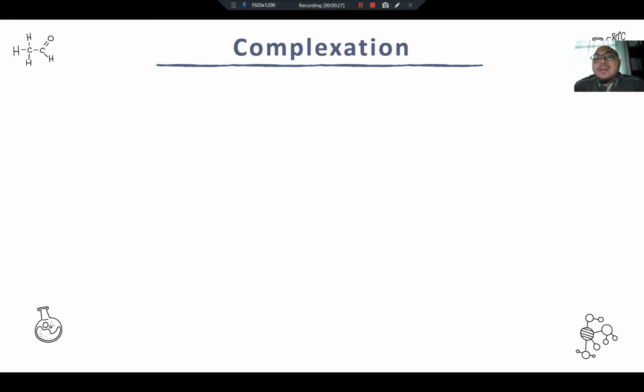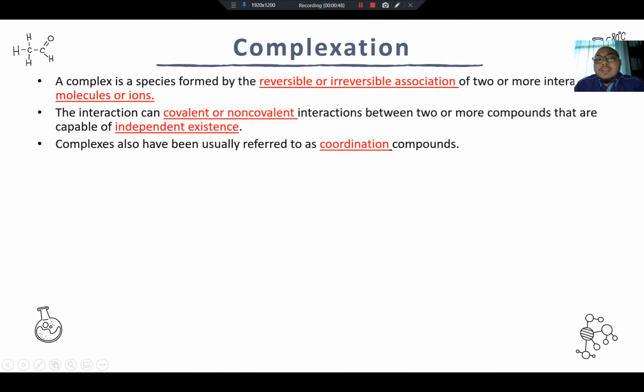gravimetric analysis where we actually apply the complexation. During the experiment, we tried to extract or separate the nickel from the solutions. We can calculate the amount in the solution. So complexation is the thing that was actually performed during the experiment.